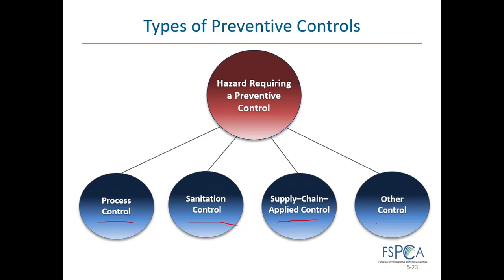We also have this category right here that's called other controls, and essentially that was built into the regulation for when you have something that doesn't fit nicely into the other categories. I have yet to see an example of this, but it is built in there just in case.